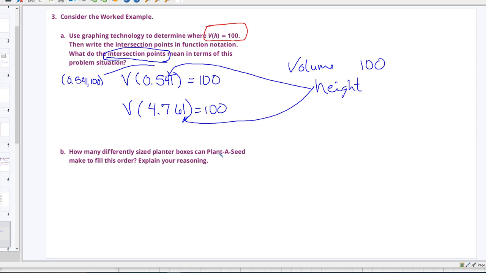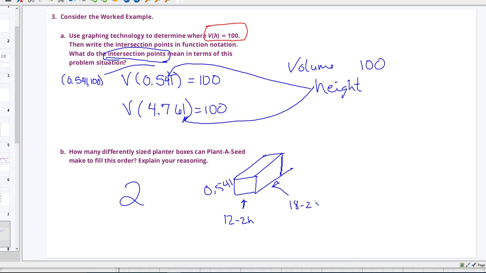And so we can make two different planter boxes. One is going to be 0.541 as our height. We need to figure out what our width and length are. And our width is 12 minus 2h, and our length is 18 minus 2h. And so when we do that, we plug those numbers in. We come up with our two different volumes.